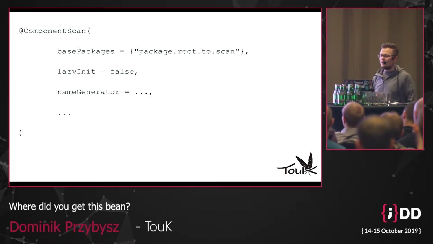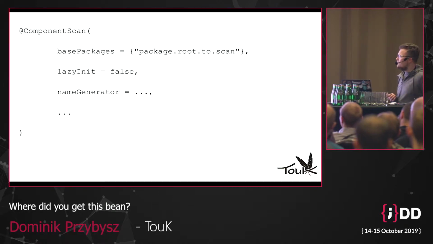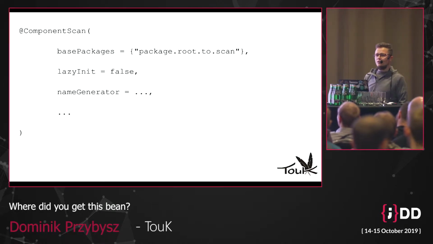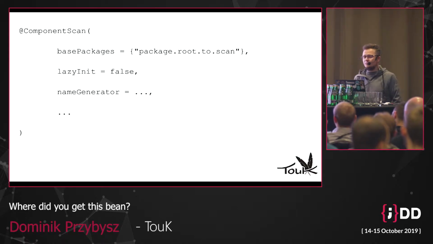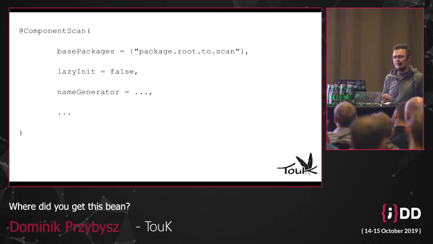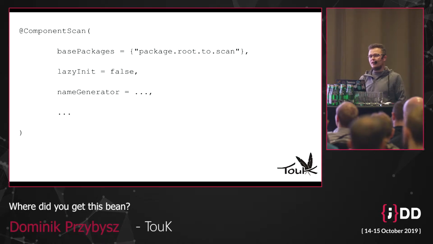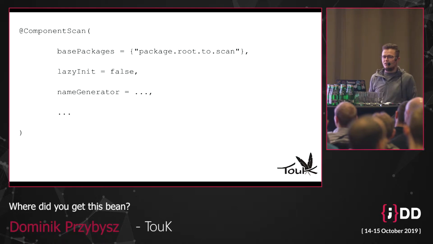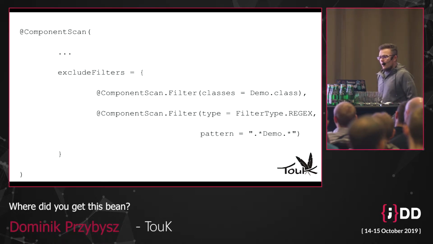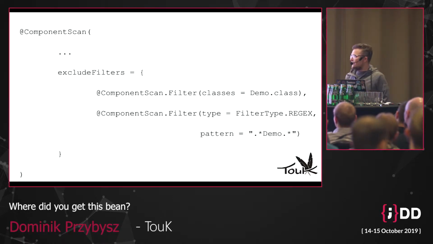Component scan annotation allows us to do other things. For example, we could define if the beans created with the component scan will be lazy or not. By default, they are not. We can also override the name generator. By default, all the names generated from annotations are created as the simple name of the class with a lowercase first letter. We can override this and, for example, use some name with underscores or add some other stuff to this. We could also exclude some classes using the class names or using some filters by the name of the class.